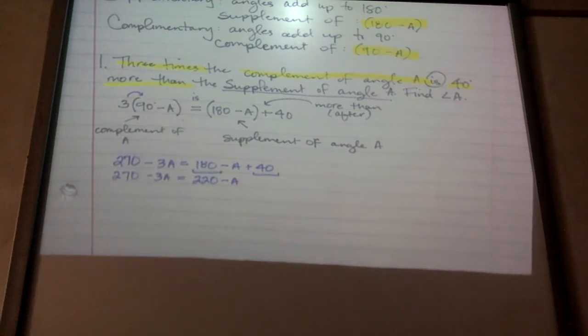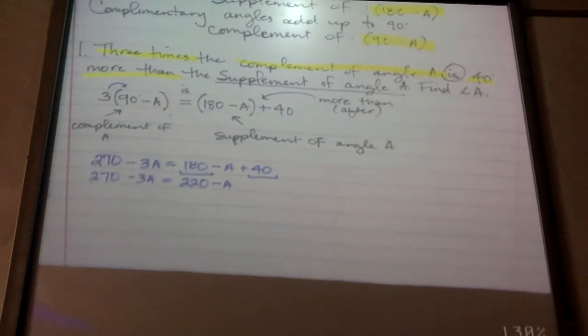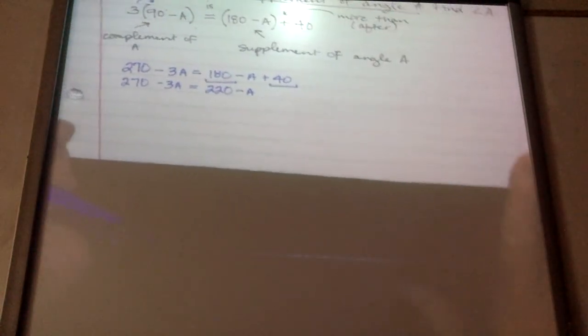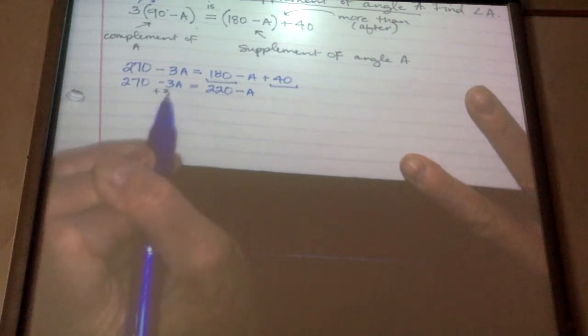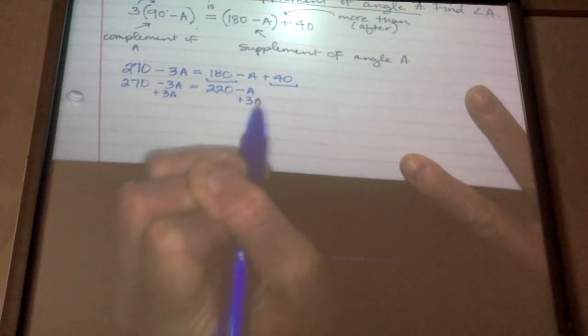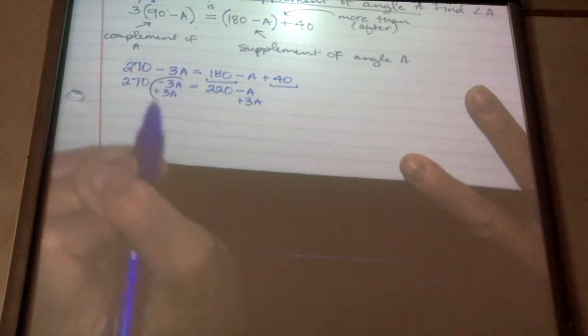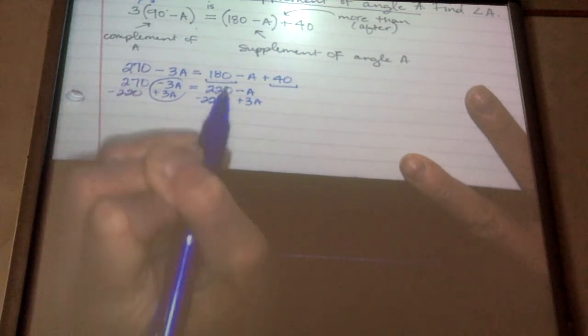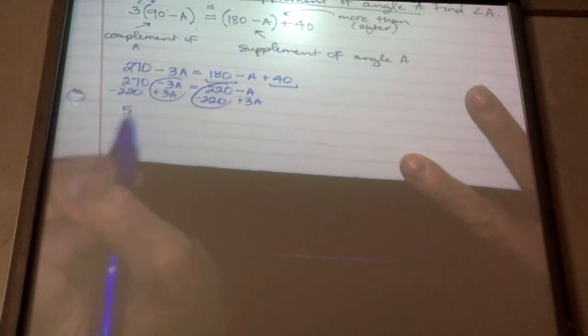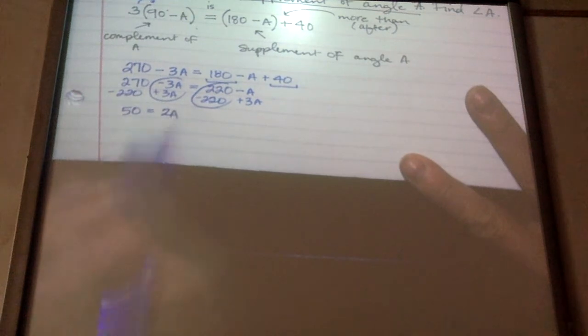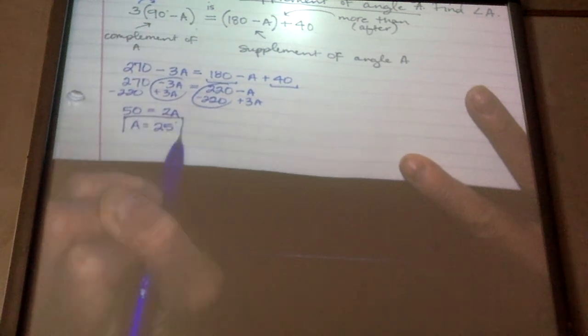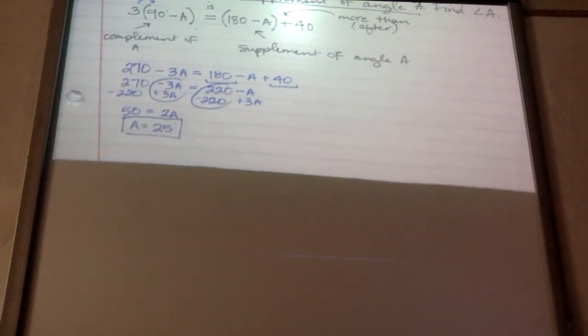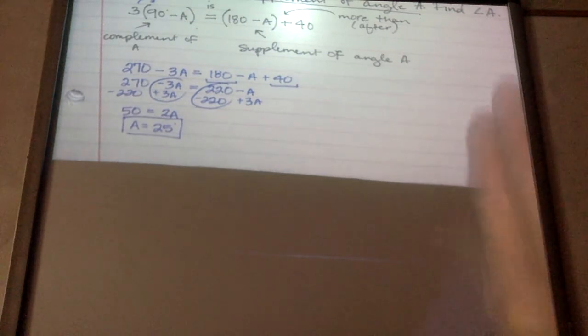Now, I usually don't review Algebra 1 steps, but I'm going to in the beginning of this class. So I'm going to add 3A. This is what I'm doing in my head. And so this zeroes out. And then I'm going to subtract 220, so that this zeroes out, and so I've got 50 equals 2A, so A equals 25 degrees, right? Because 50 divided by 2. Okay? So a lot of problems like that. Hopefully that helped you on how to set it up.